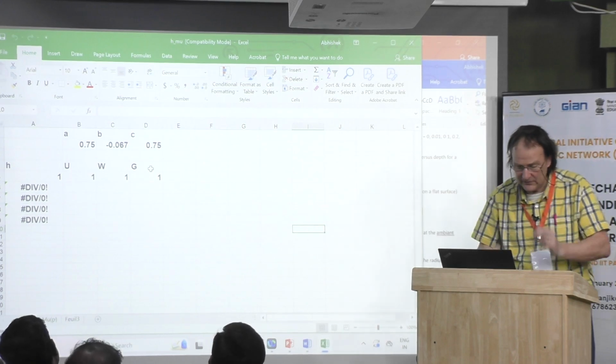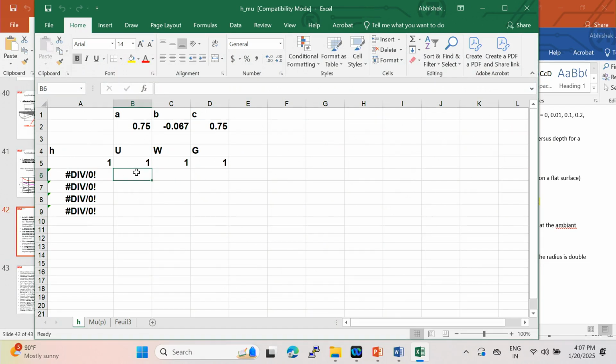Then instead of the load, the speed. The speed now is not 1, it is 2. What is the effect on the film thickness? Okay. If you double the speed, you increase the film thickness by 68%. This is the effect.